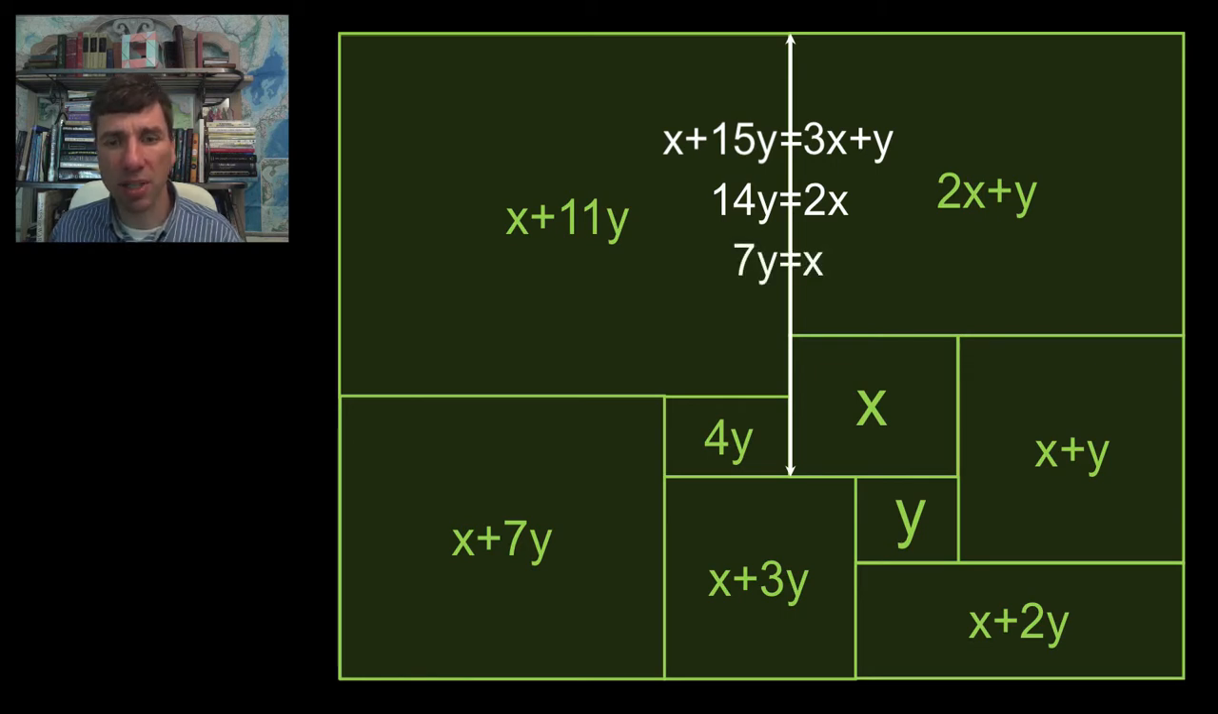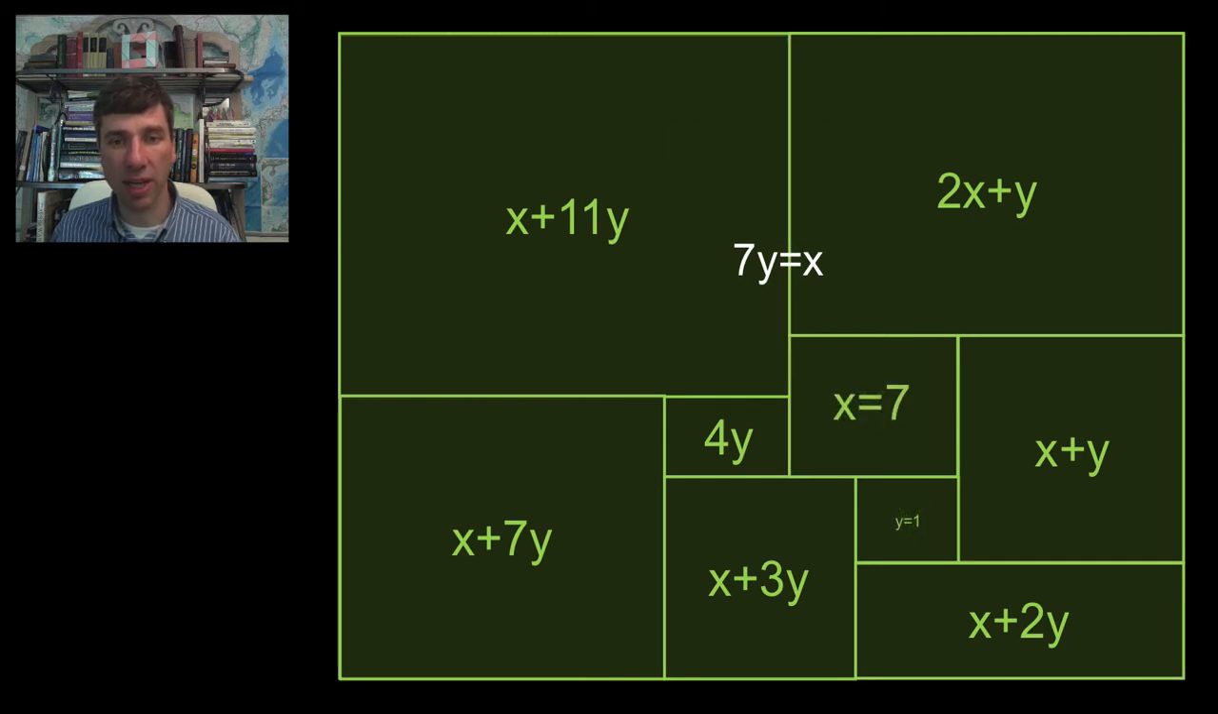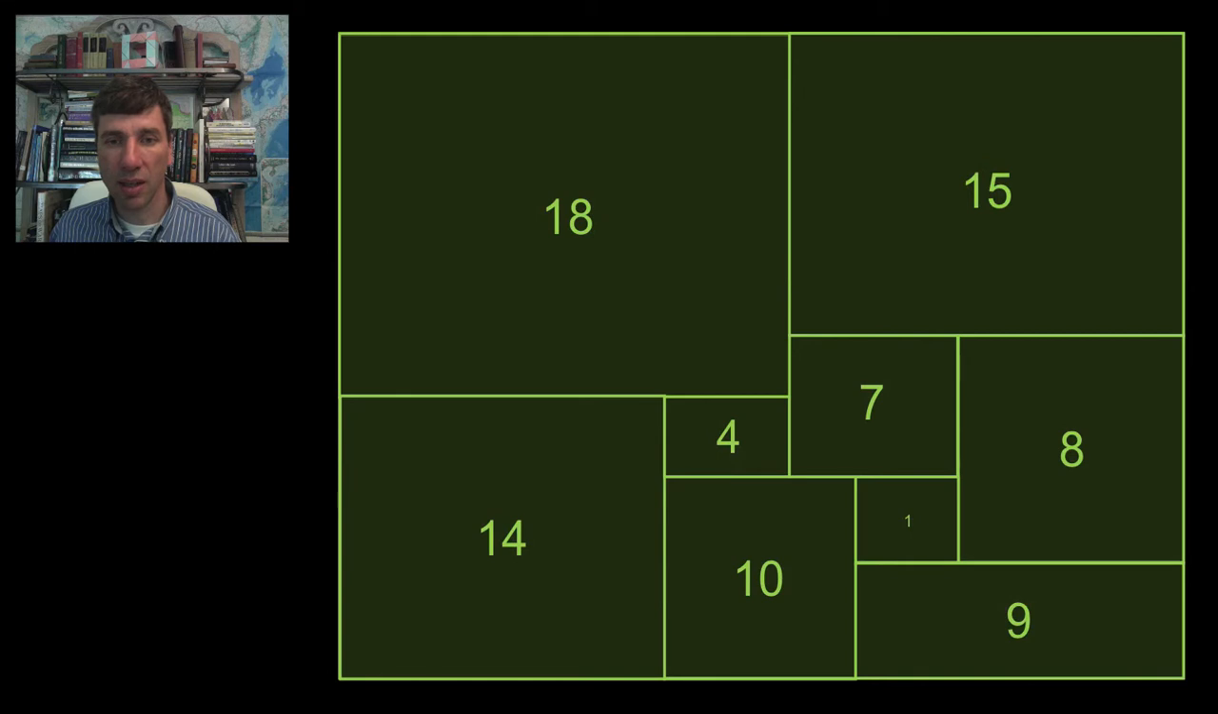Let's choose the simplest possible solution, maybe that y is equal to 1. Then what is x going to be equal to? It's going to be equal to 7. Can we solve using those two bits of information? Sure we can. So let's do that. And there we have the solution.